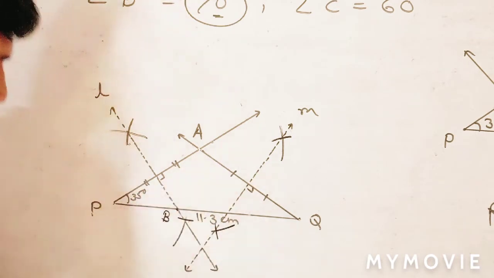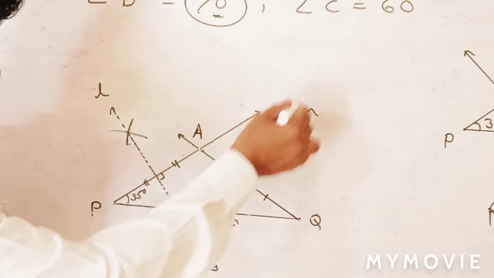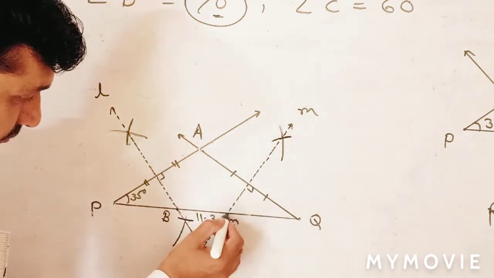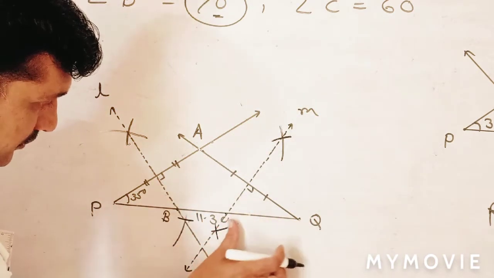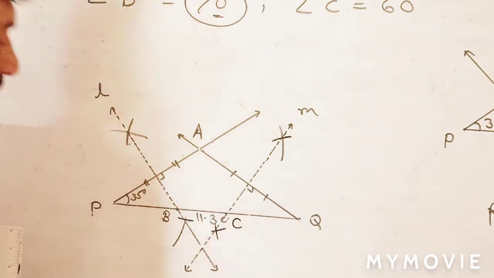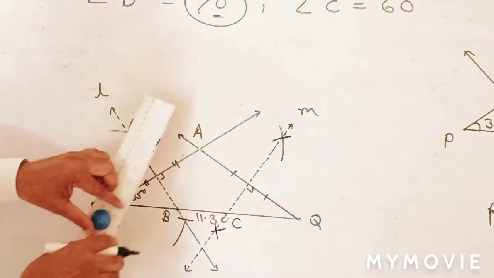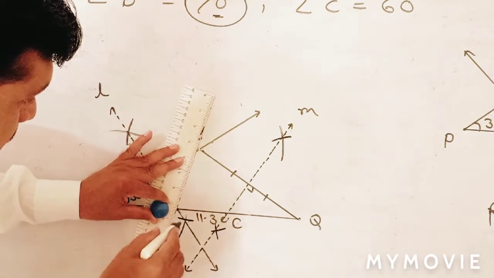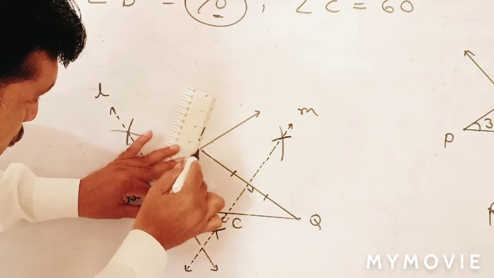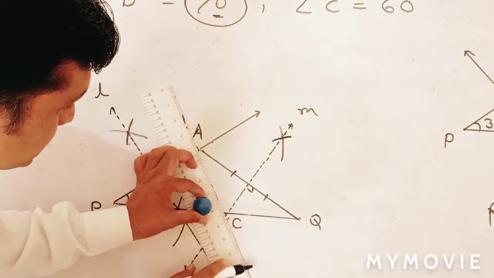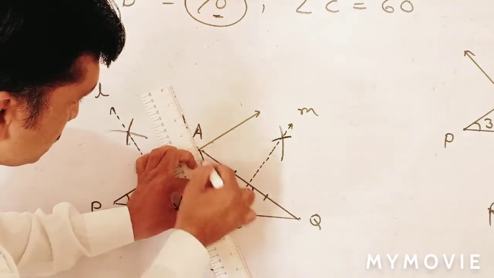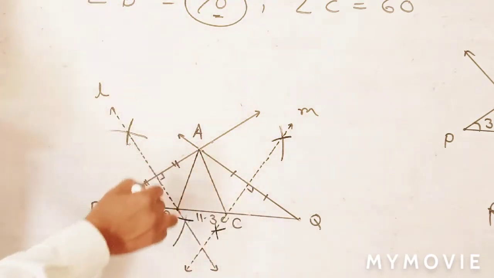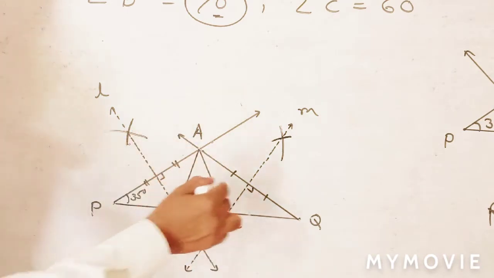It is point B. And where is the intersection of line M and PQ? Here. This is point C. Okay, here point C. And after that, complete triangle ABC. Join AB, and here AC also. In this way we got triangle ABC.